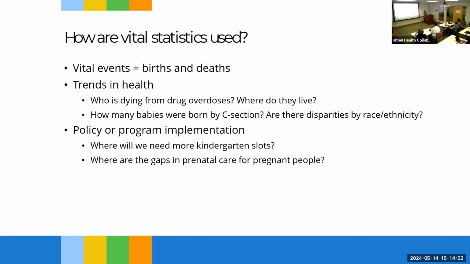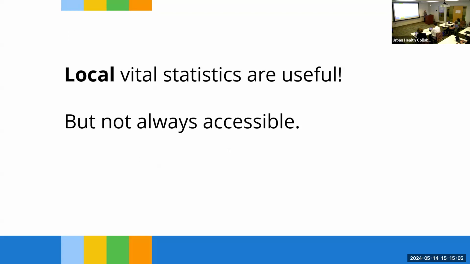Every year we talk with the schools and say, how many babies were born 5 years ago? How many kindergarten slots should we allocate and where? And then thinking about things like gaps in care. So they're great, but they're not accessible. They're really hard to find.